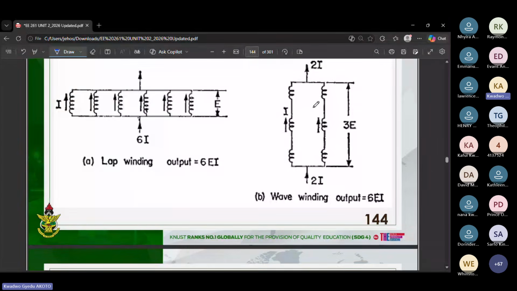Okay, so if we have 2 parallel paths, then we are going to have a voltage. Because these are all in series, our total voltage is going to be the voltage E across here, and then the voltage E across here, giving us 3E. And then our current is going to come from both parallel paths, giving us 2I.